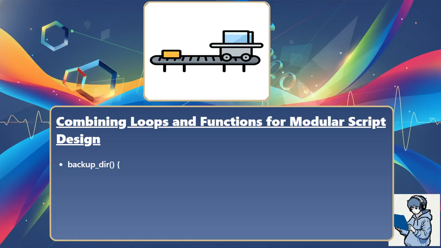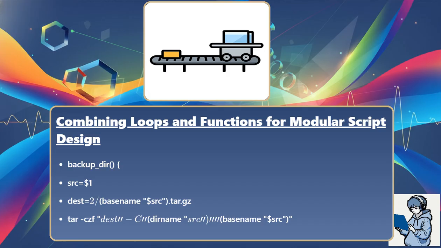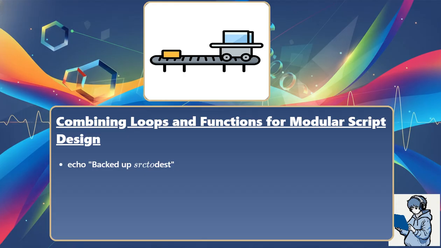backup_dir() { src=$1. dest=$2/$(basename $src).tar.gz. tar czf $dest -C $(dirname $src) $(basename $src). echo backed up $src to $dest. } Close brace. for d in /home /documents; do backup_dir $d /mnt/backup; done.